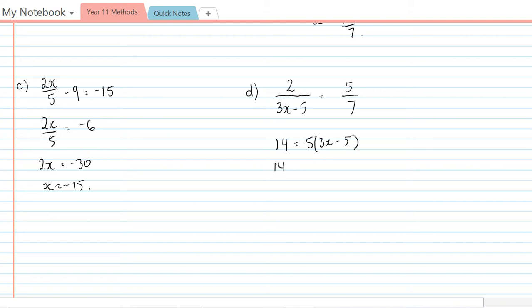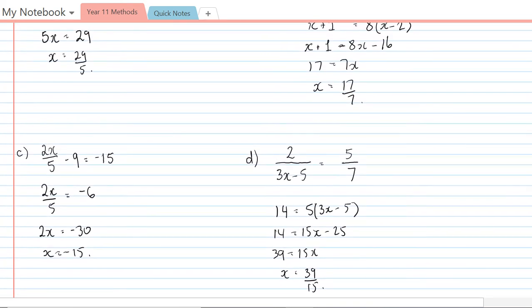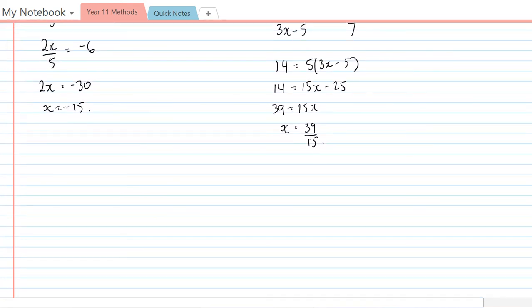Expanding out the right hand side, we get 15x minus 25. We can add 25 to both sides and then divide by 15. And well, we could simplify that one there. Just thinking about the other ones, no, they don't simplify. So this one here can simplify because 3 goes into both of these numbers, and so that becomes 13 on 5. And there we have it.